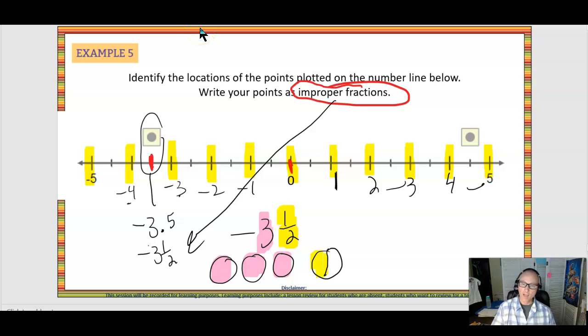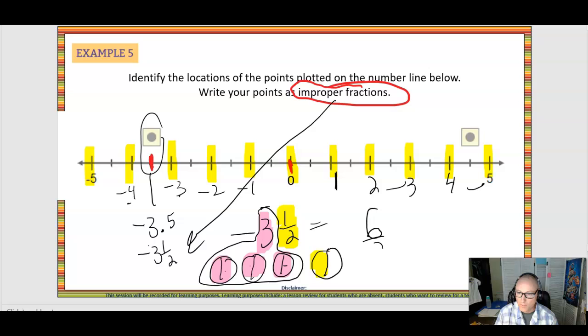So 3.5. Basically, how many halves is that? How many halves do we have? Well, we've got to cut them all into halves. So let's cut this pizza in half, cut this pizza in half, cut this pizza in half. So this 3 right here, how many halves do we have? 2, 4, 6. So first, we're going to have six halves, right? Then we have one more half, the yellow.